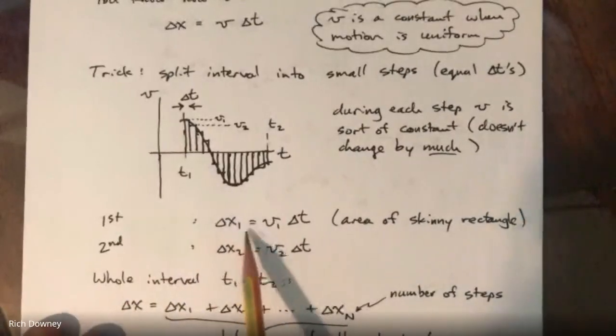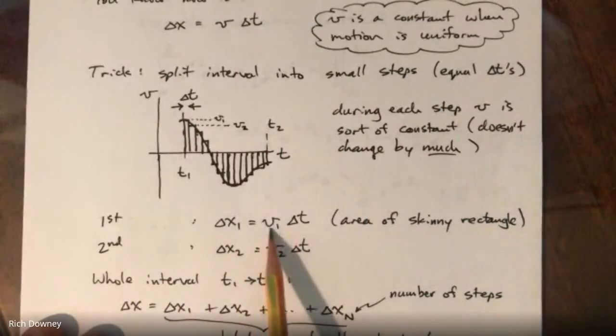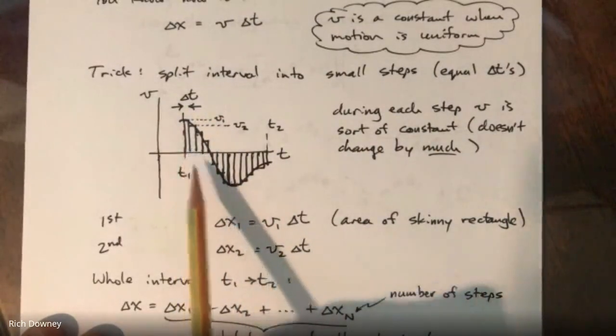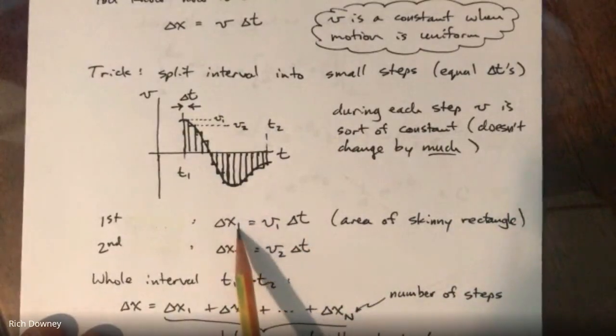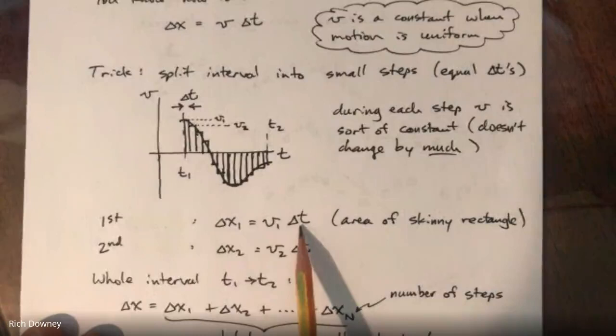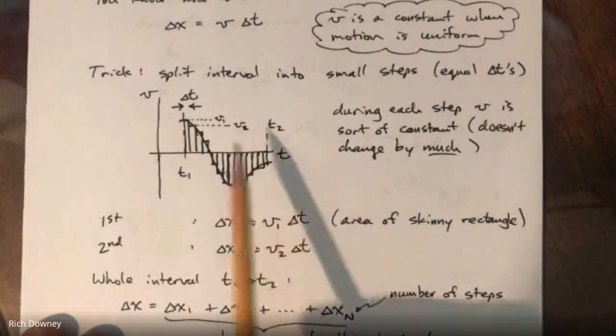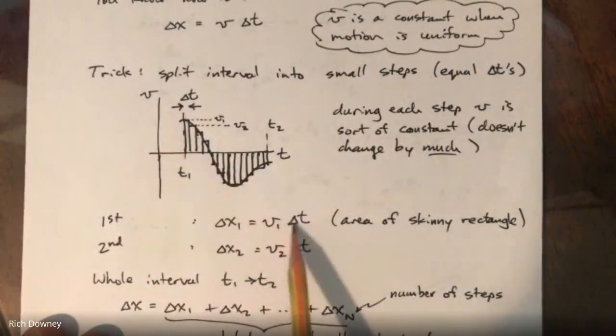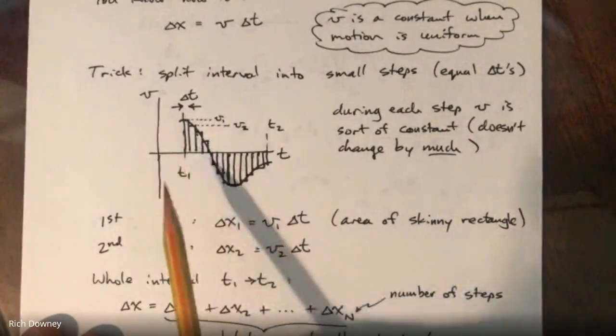Now for each one of those steps, if we're saying that the velocity is constant during that step, so the first step, the velocity is, say, v1, we could call that velocity v1. Our delta x for that particular step would be v1 times our delta t. In other words, that's the length of this rectangle times the width of it. That's the area of one of these skinny rectangles.